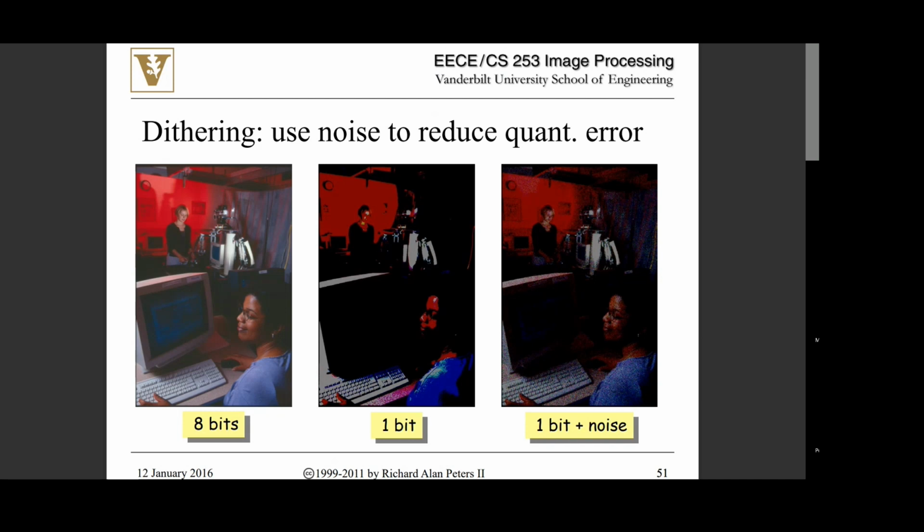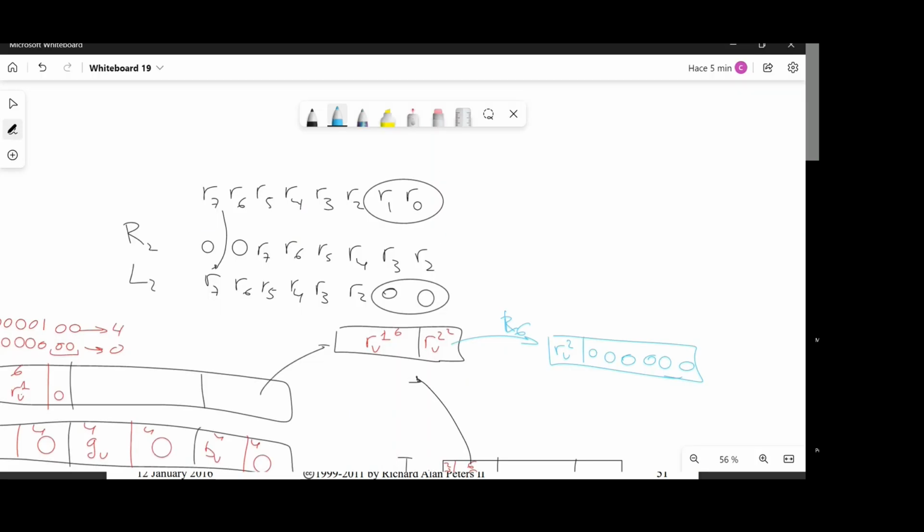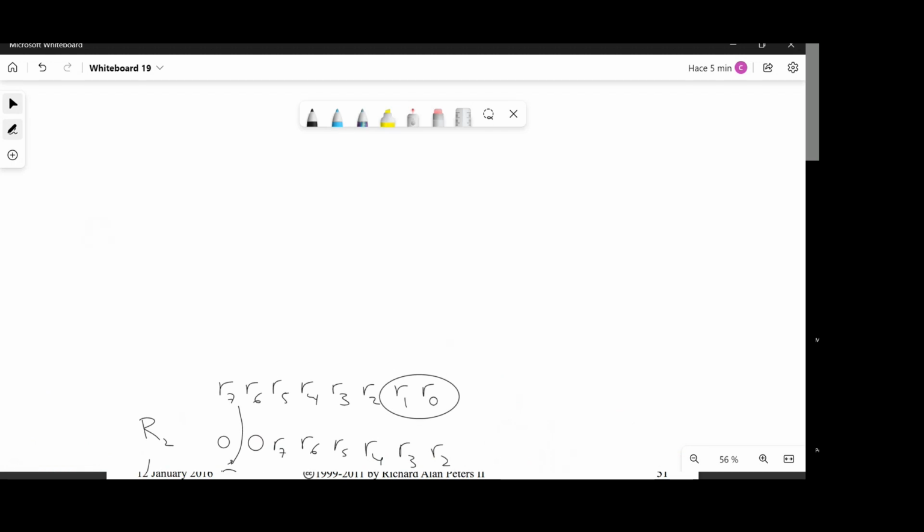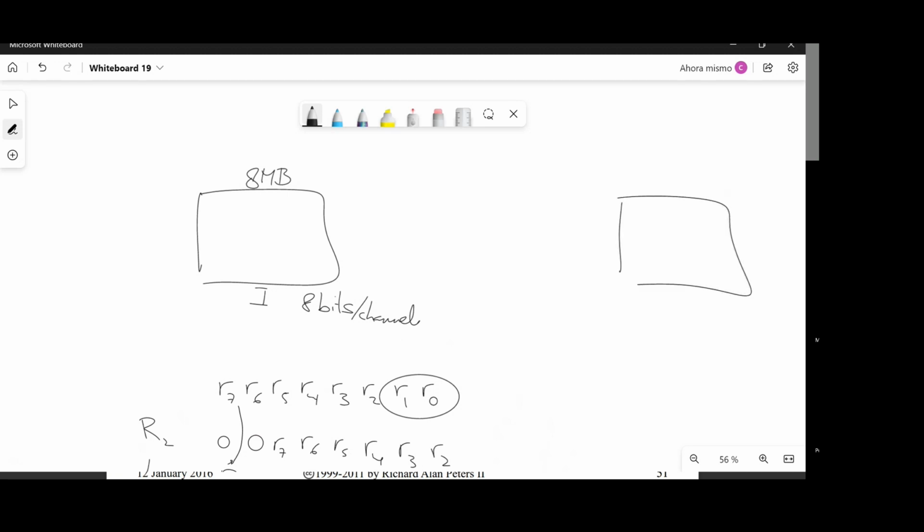Let me put this in numbers, okay? So let's say that you have an image here. You are using 8 bits per pixel per channel, and it occupies 8 megabytes. Now you want to transfer it. So here we are at the university, you want to transfer it at home. But you are charged for the amount of bytes you send.